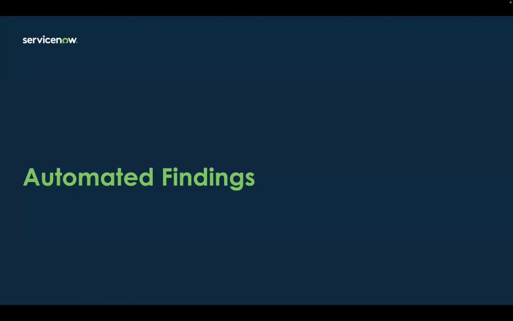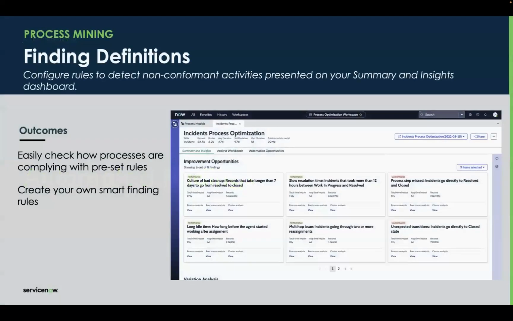All right, now our topic today, automated findings, happens to be particularly useful for external data or App Engine-based processes where we don't offer out-of-the-box content packs with pre-built rule-based findings. So some of you may be familiar with finding definitions, right? For those that aren't familiar with finding definitions, as I've mentioned a few times already, they're rule-based. They allow us to set up specific criteria that we want to look for in the data we are mining to identify inefficiencies. So for example, we might configure a finding definition to look for incidents that go directly from resolved to closed and never move into an open or in progress state.